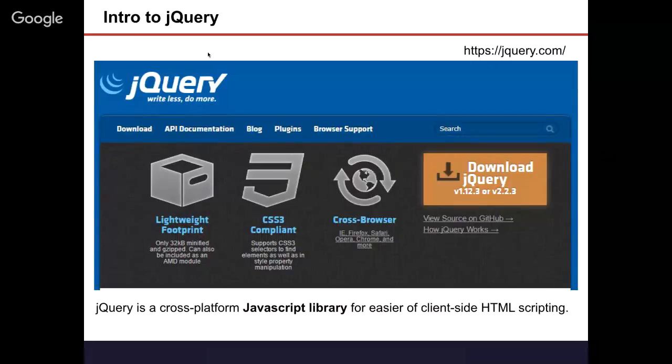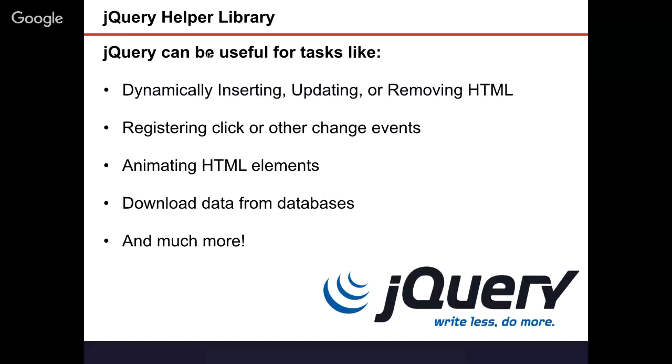Okay. So jQuery is a cross-platform JavaScript library, as we talked about, and it's for easier client-side scripting. It makes it easier to do certain things. So we had all those document.getElementById calls. It makes that a lot simpler. So what does that look like? Let's talk about this first. Dynamically inserting, updating, removing HTML from what? What is it removing it from? The DOM. Very good. What does that stand for?